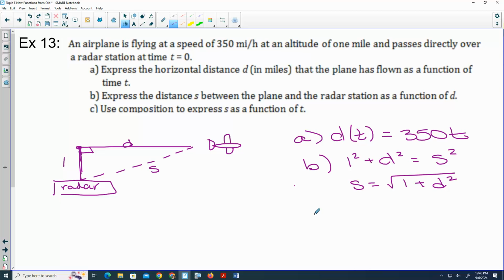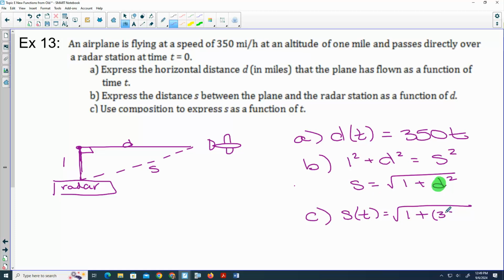Now part C, use composition to express s as a function of t. So I don't want d as my variable anymore. I want it to be a t. What can I replace my d with? 350t. d is 350t.